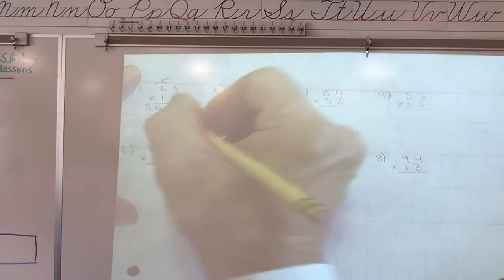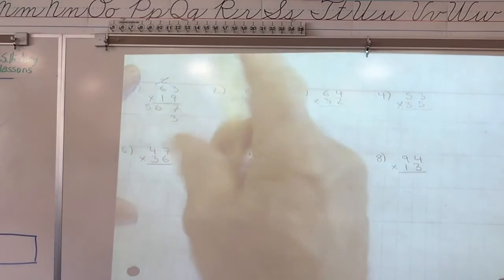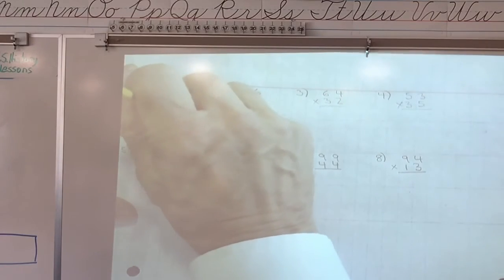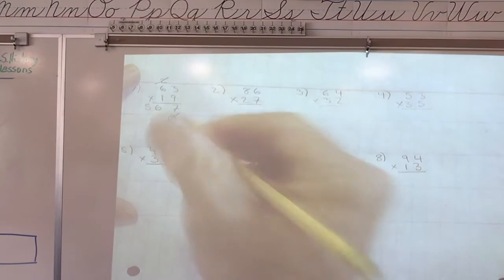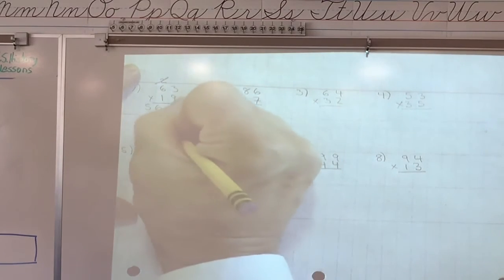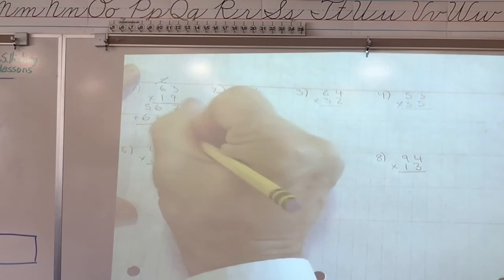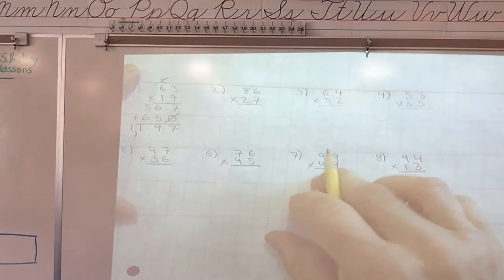Cross that out. 1 times 3 is 3. 1 times, oops. Do you see what I just did right away? Look at that. I forgot just what I told you to do. Remember, I was supposed to put this down. 1 times 3 is 3, and 1 times 6 is 6. And then I add them together again. And I get 7, 9, 11. I got 1,197.